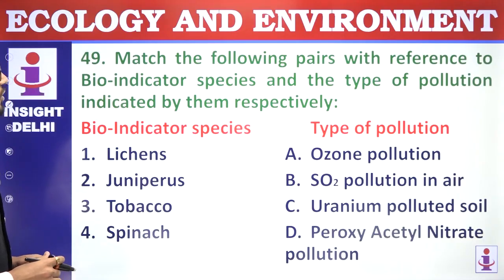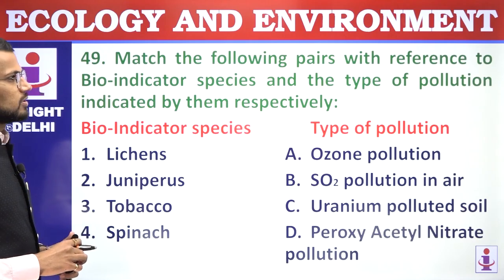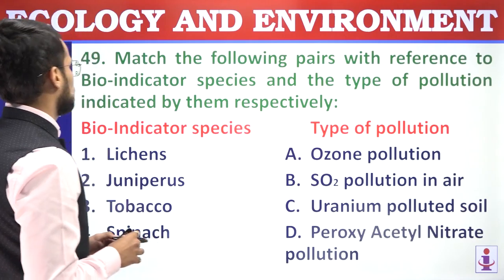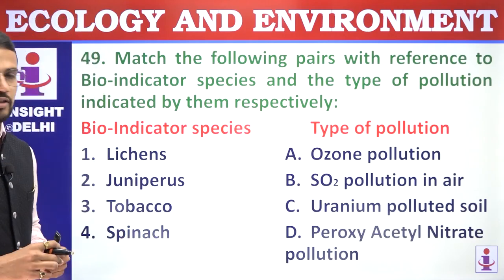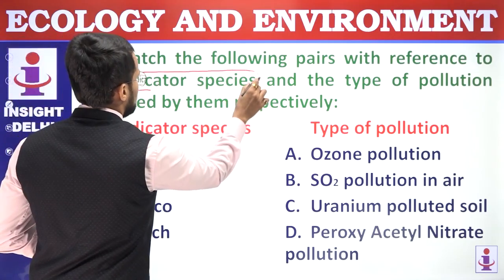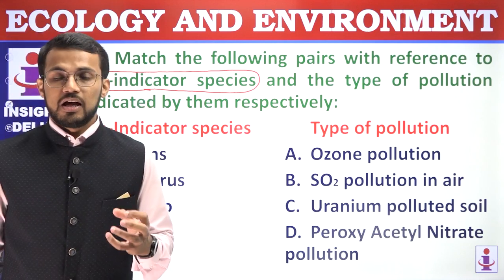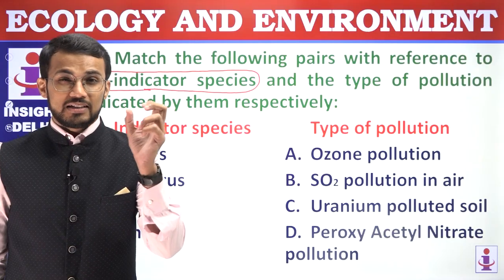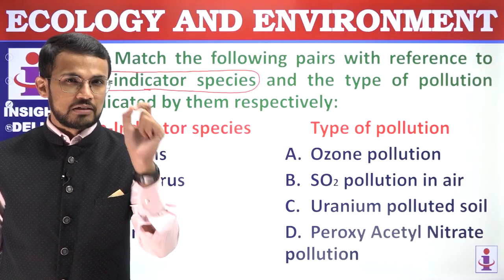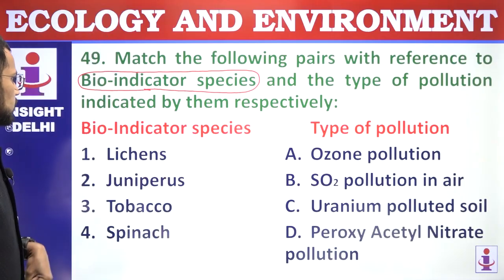49. Match the following pairs with reference to bioindicator species and the type of pollution indicated by them respectively. Right? So there are bioindicator species. What do we mean by bioindicator species? These bioindicator species tell us about the pollution, and they tell us about the pollution caused by certain specific pollutants. Right? So let us discuss the question.